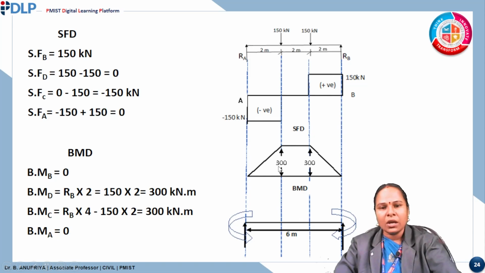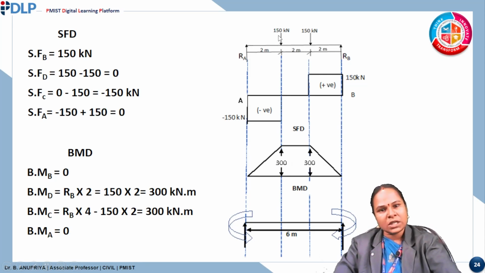And similarly on the other side, the moment at point C: RB into 4 minus 150 into 2, that is 300 kilonewton meter. Similarly, the bending moment at point A will be 0. So on either end the moment is 0, and here it is 300 kilonewton meter and here it is 300 kilonewton meter.